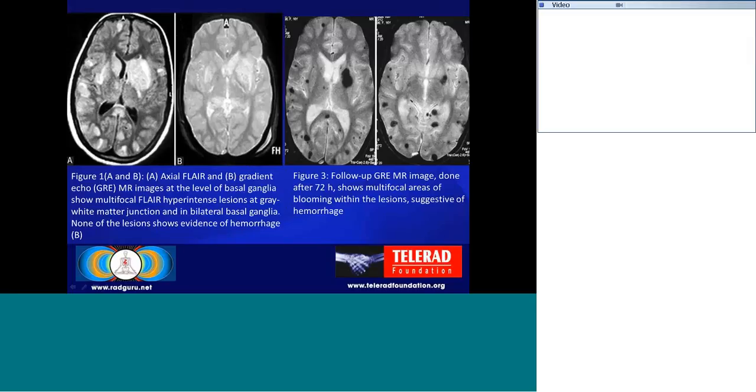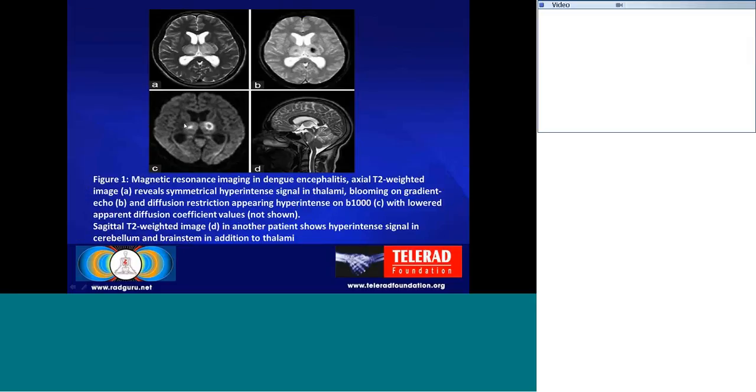Initially at the time of imaging, we do a gradient echo image to see whether there's any bleed. There's no bleed absolutely anywhere in the brain parenchyma. But after a follow-up of 3 days, we can see that there is blooming on gradient echo images involving the left lentiform nucleus, also the cortical and subcortical regions of the parieto-occipital lobes and temporal lobes. So this indicates hemorrhage within the encephalitic lesions, which indicates hemorrhagic encephalitis, which carries a very poor prognosis.